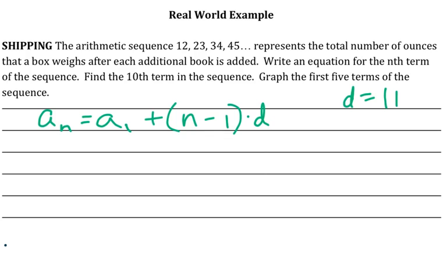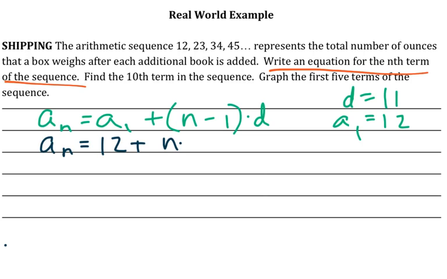Now, the initial term, a sub 1, I'll also do over to the side, because this is going to help me map my work out neatly. So the first a sub 1 is 12. And as long as I have this, believe it or not, we're done. So we need to write an equation for the nth term of the sequence, meaning the general case that will work for anything. So for this, I will write a sub n equals 12 plus n minus 1 times d, which is 11.